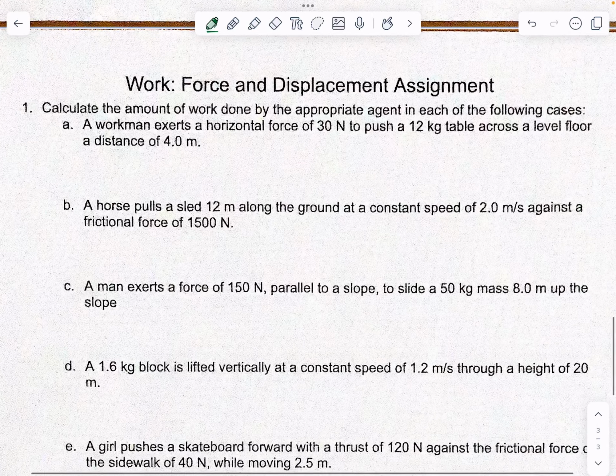Now, this is the stuff. Now we're back to work stuff. So this is where, if you're struggling with stuff, make sure you're paying attention here. So what we're going to do is we're going to calculate the amount of work done by the appropriate agent in each of the following cases.